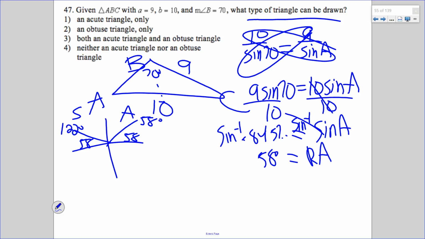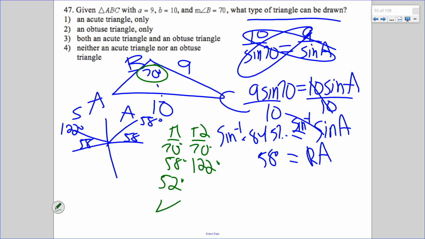Now, if I have that, I go to my T1 and T2. I know that 70 has to be an angle. My second angle can either be 58 or it could be 122. So now that I have two angles of a triangle, I add up and subtract 180. That's 128. 180 minus 128 is 52. Checks out. That could be a triangle.